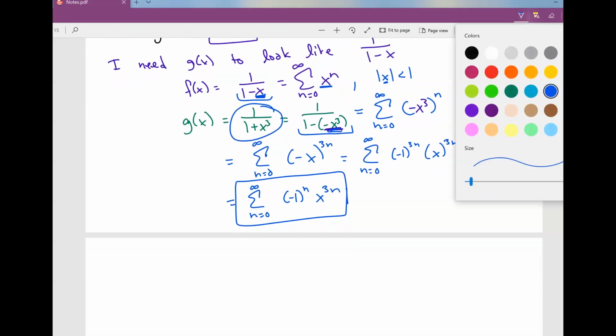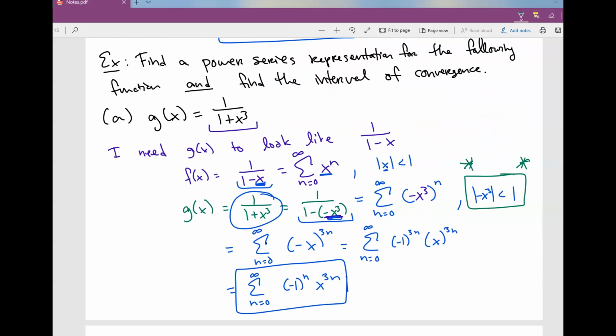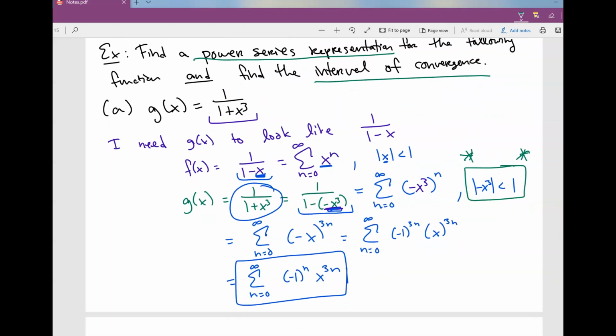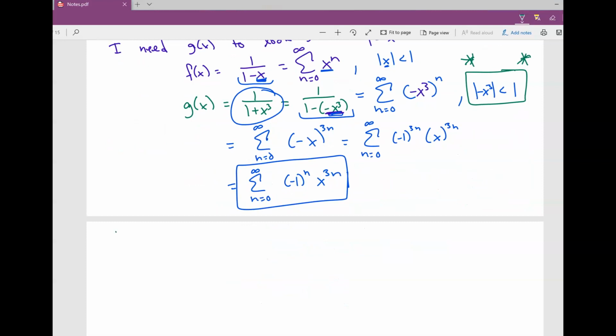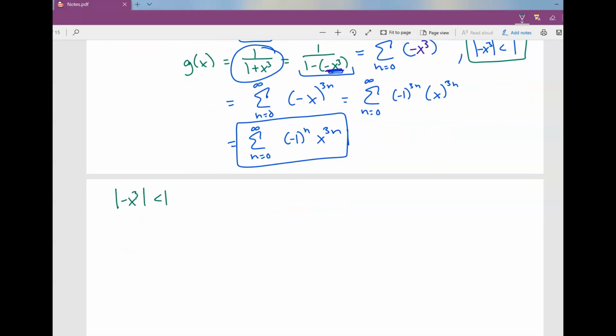Now we're going to look at the green part, because we found the power series representation. That's what we were looking for. Now let's find the interval of convergence. So the interval of convergence is going to be negative x cubed less than 1. Now the absolute value of a negative number is just going to be a positive number. So you're just going to have the absolute value of x cubed less than 1.